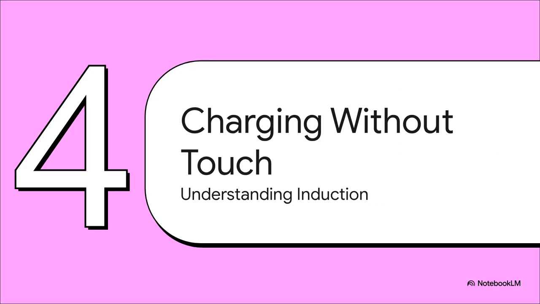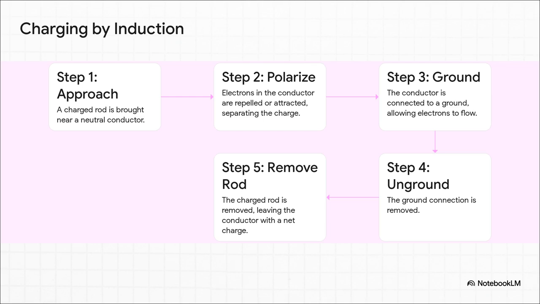So this idea of fields reaching out and affecting things leads to a really cool phenomenon. You can actually charge an object without ever physically touching it. It's a process called induction. Let's walk through this. Imagine you bring a negatively charged rod near a neutral metal ball. The rod's electric field pushes the free electrons in the ball to the far side. So now one side of the ball is positive and the other is negative.